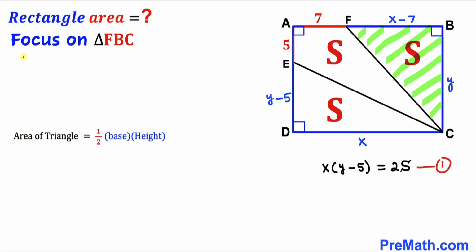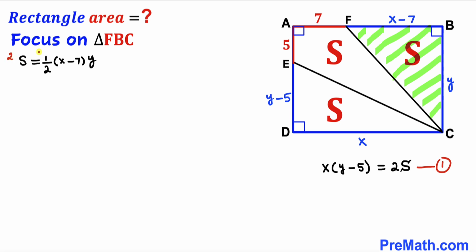So this is going to be our area S equals a half times our base x minus 7, and then times y. And now I'm going to multiply both sides by 2 to remove this fraction. And here we can see the 1 divided by 2 and the 2 are gone. So therefore we end up with y times (x minus 7) equals 2 times S. And I'm going to label this as our equation number 2.